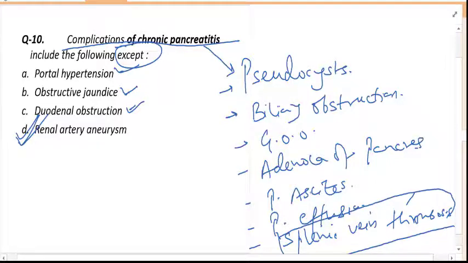In case of acute pancreatitis, there can be splenic artery aneurysm, gastroduodenal artery aneurysm. Renal artery aneurysm is rare in case of acute pancreatitis also. Remotely it can occur, but not in case of chronic pancreatitis. So in chronic pancreatitis, renal artery aneurysm is not seen. Rest of the options are seen in chronic pancreatitis complications.